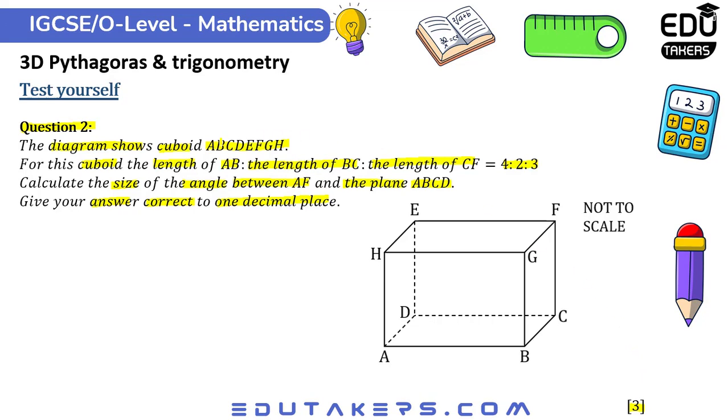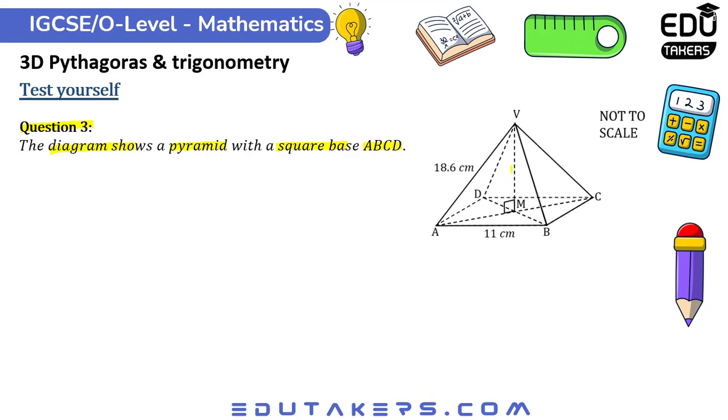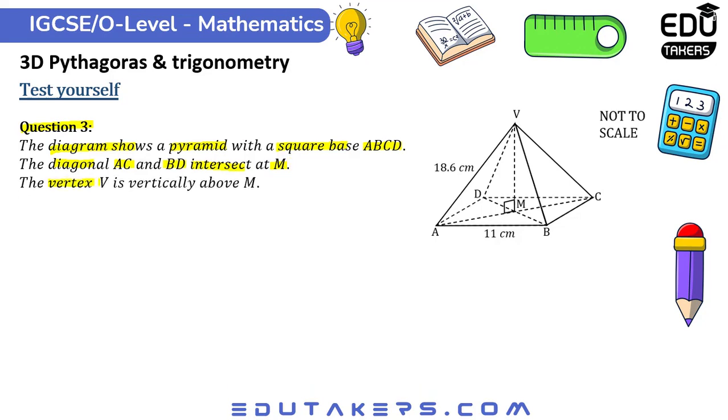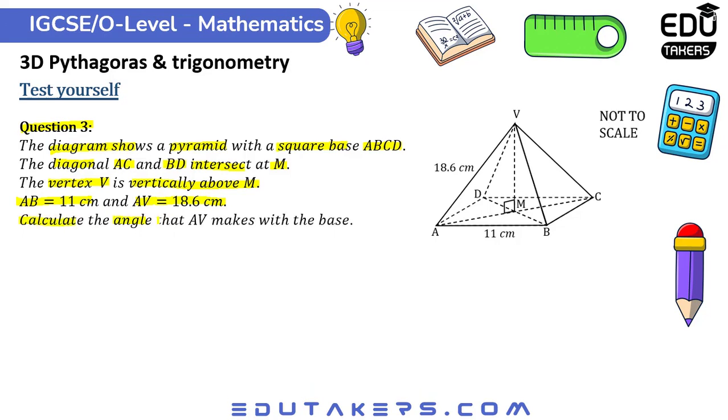Question number 3. The diagram shows a pyramid with a square base ABCD drawn here. The diagonals AC and BD intersect at M. The vertex V is vertically above M. AB is equal to 11 cm and AV is equal to 18.6 cm. Calculate the angle that AV makes with the base. It's a 4-mark question.